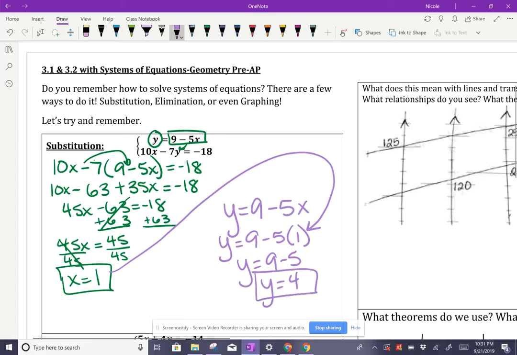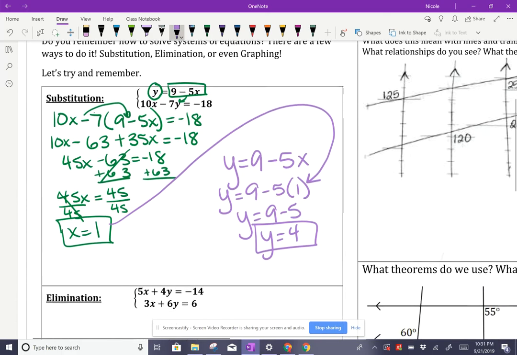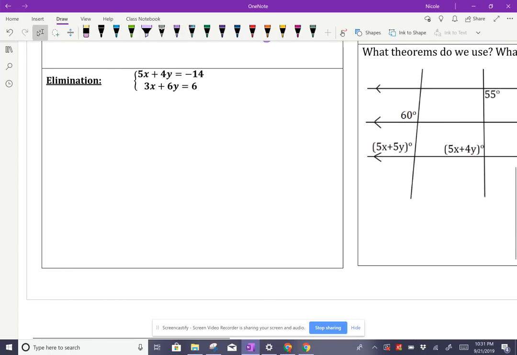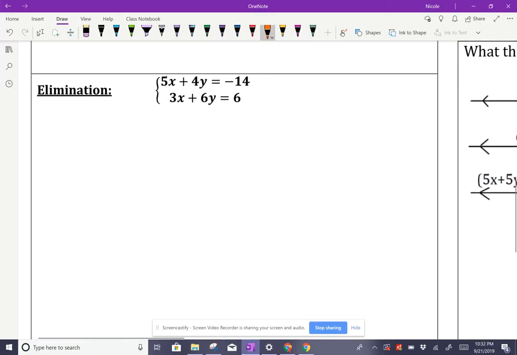So that is how we use substitution to solve a system of linear equations. Now I'm going to go through with elimination. And elimination is a little different, or a lot different. Elimination requires that we have our variables stacked on top of each other. So x has to be on top of x, y has to be on top of y.